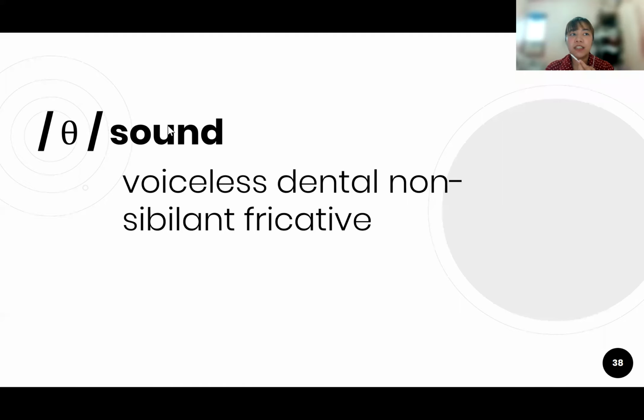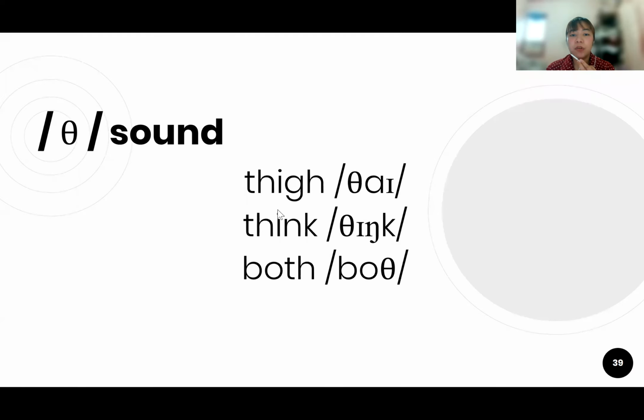When you transcribe words with the th sound, you use your theta. For example, in words like thigh, think, both. So you have there your thigh. For example, in the word thigh, T, TH there, th. So we write it out using this symbol.